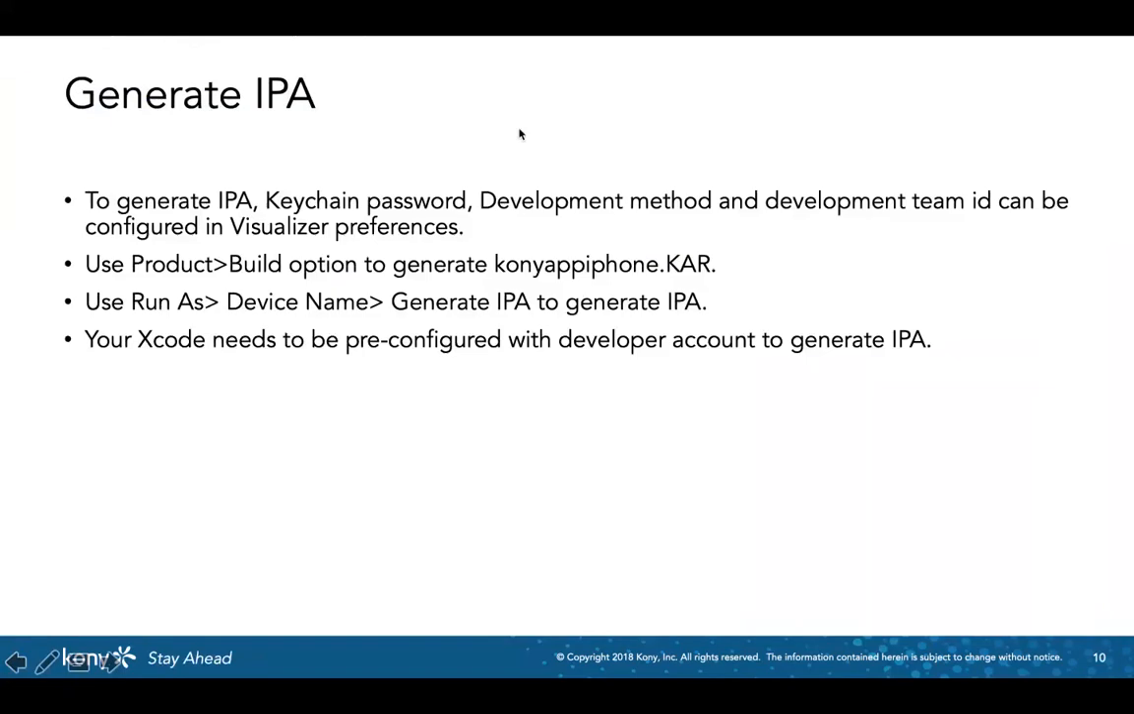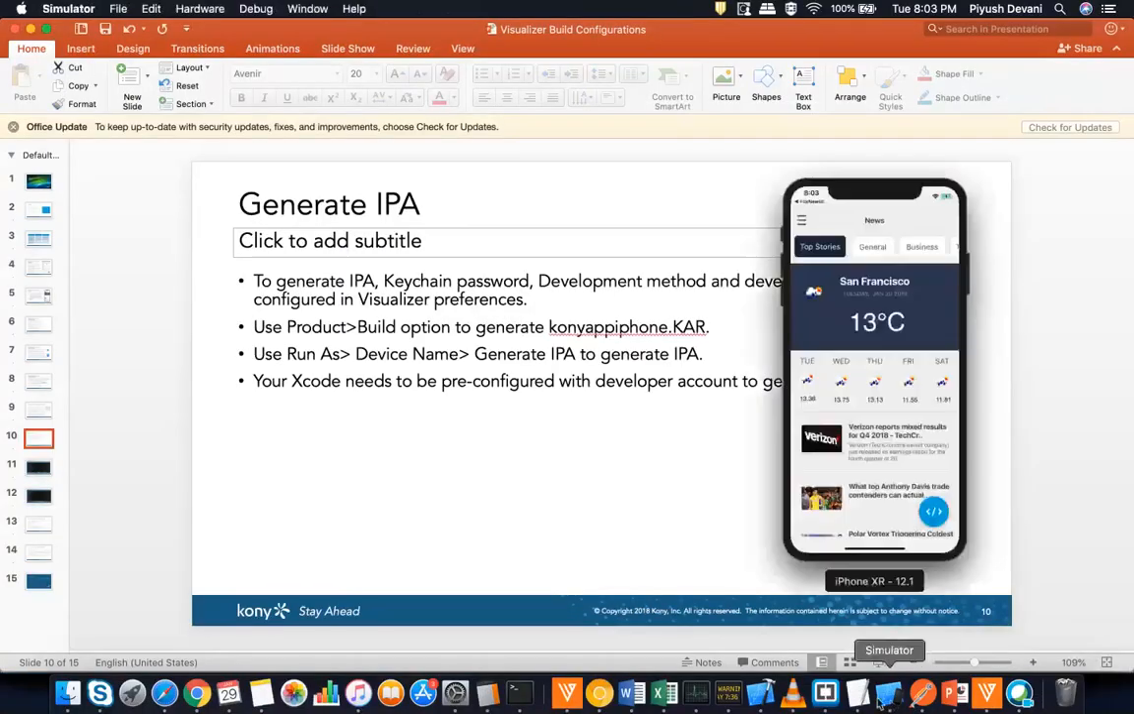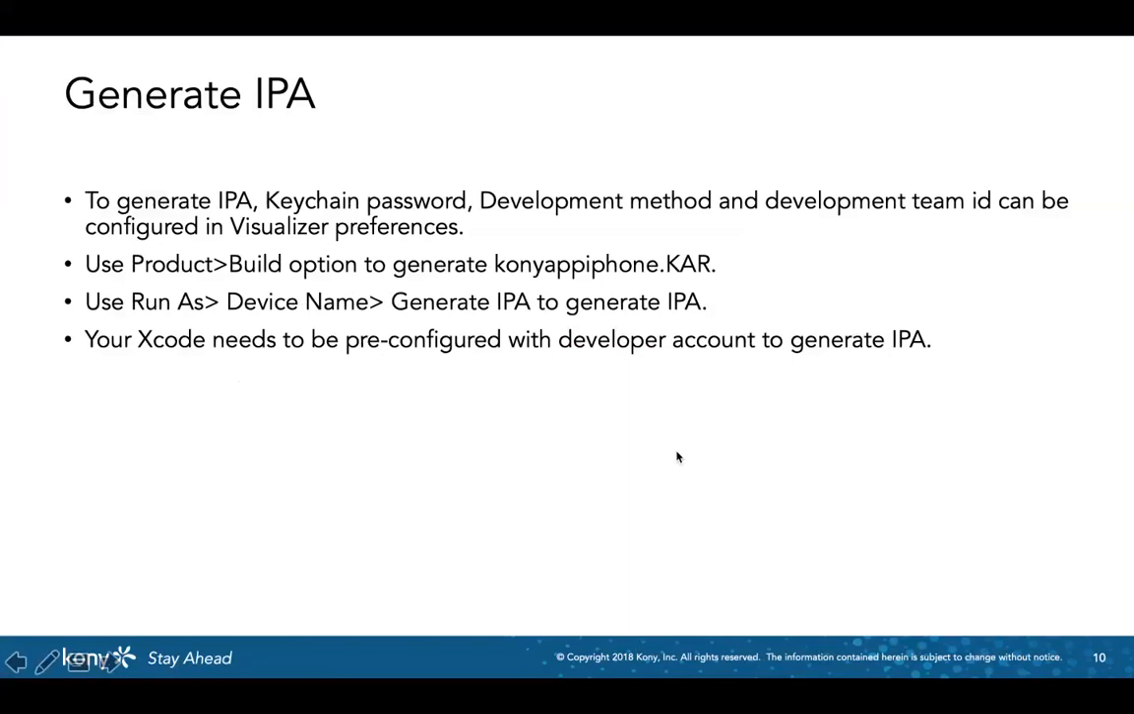So this is for Android. I already showed how to launch an app for iPhone. So we'll directly go to the part where we generate the end output for iOS platforms. IPA is the file which gets generated for iOS.